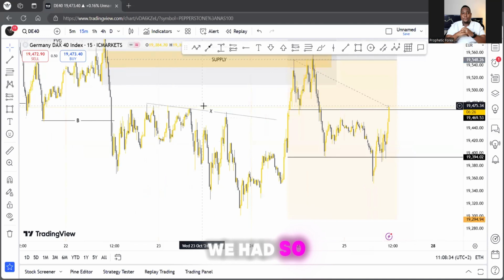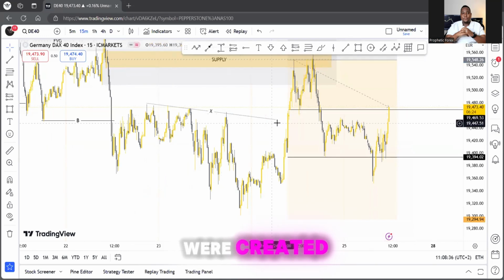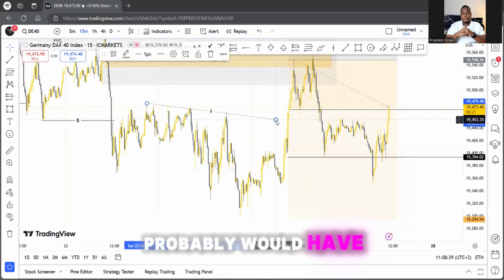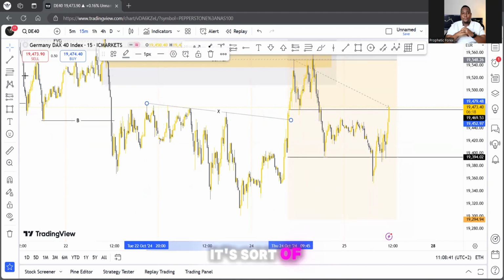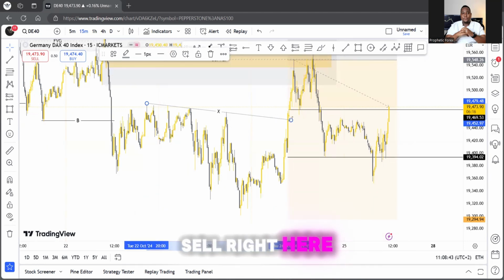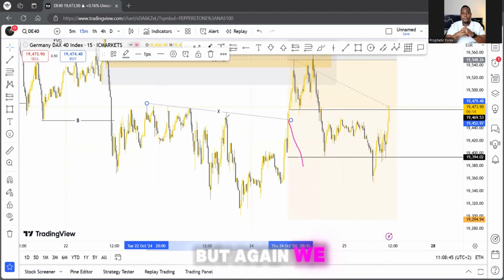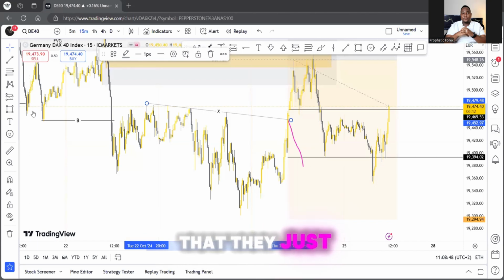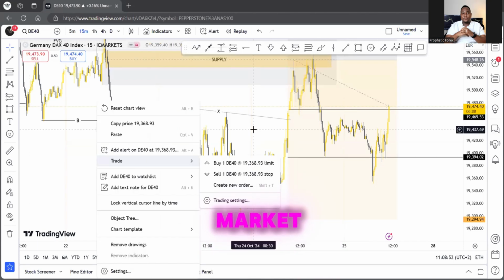We can see we had so many lower highs that were created, and many people probably would have hoped that as it pulls back, it's gonna actually just sell right here. But again, we know, and I want you to be aware of that, we know this kind of stuff, that they are just tricks from the market.